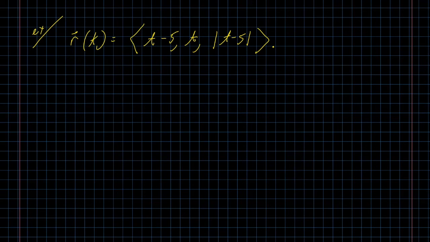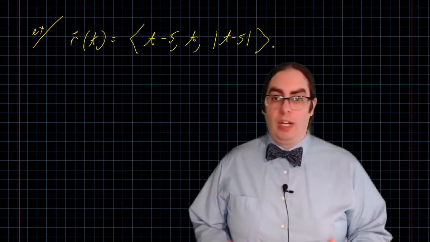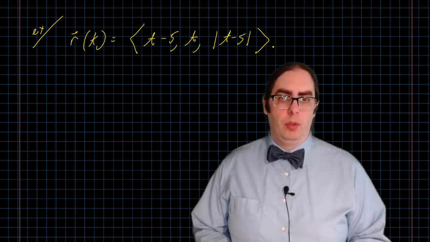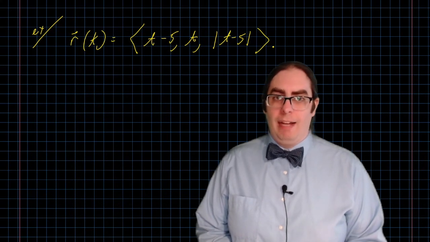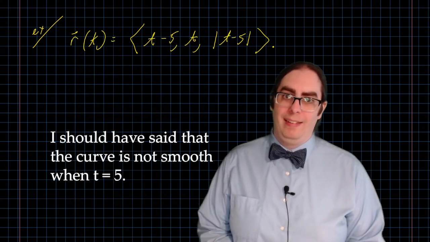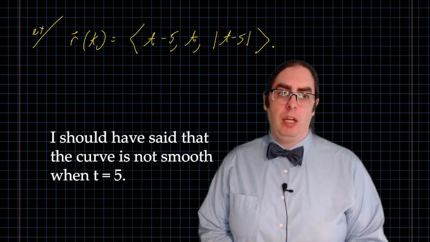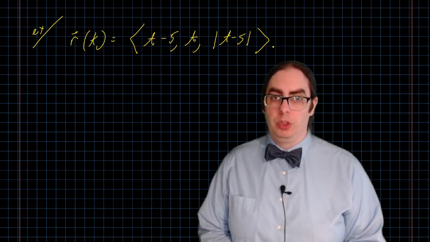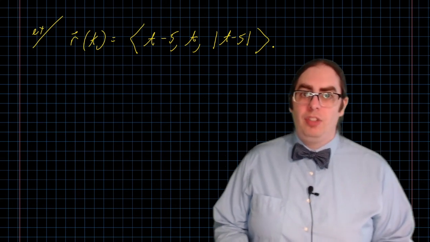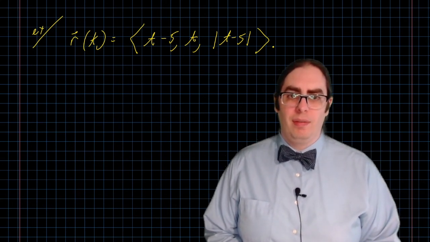All right, so take a look at the vector valued function R of t equals t minus 5, t, absolute value of t minus 5. I would like you to graph this parametric curve using GeoGebra or other software of your choice. Identify in the graph that it is not smooth at t equals 0, and then talk about why it's not smooth using the definition of a smooth curve that we were just talking about. See what you can do with that one, and I'll see you in the next video.